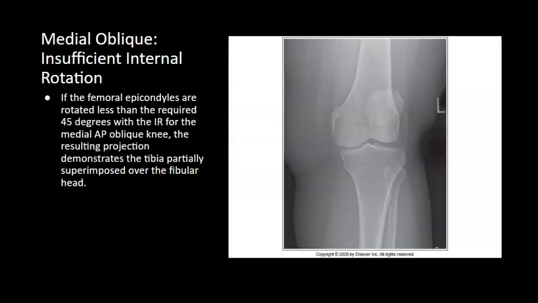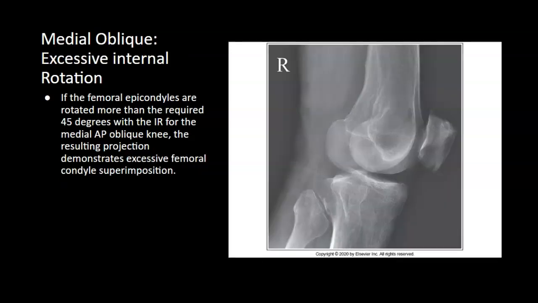For both obliques, we know that we must rotate the leg either internally 45 degrees or externally 45 degrees. When there is insufficient internal medial oblique rotation, we want to look at that tib-fib relationship and determine whether it's open. In this projection, the tibia is partially superimposed on the fibula, so therefore we are insufficiently rotated, and we need to increase the rotation until the epicondyles are at a 45-degree oblique with the IR.